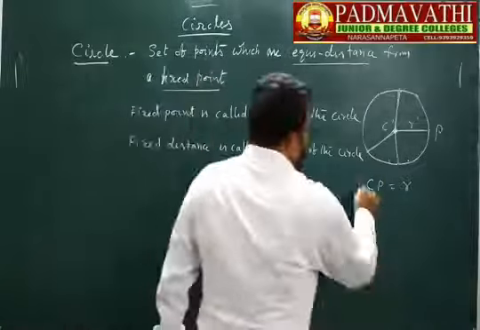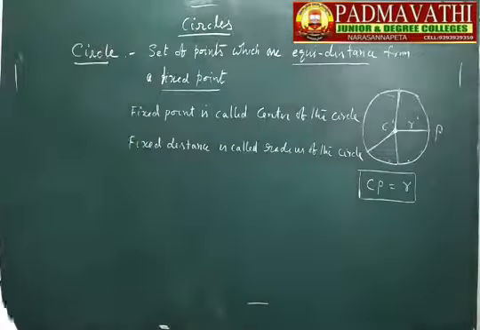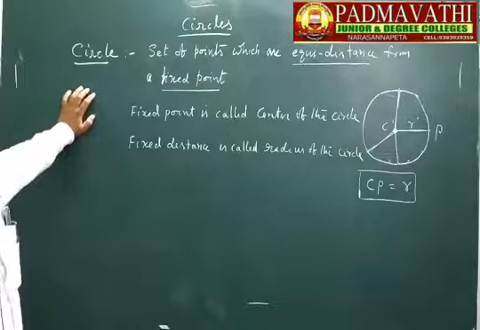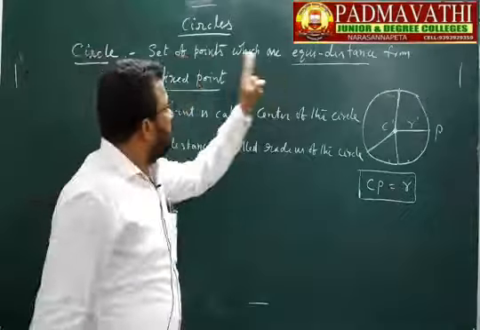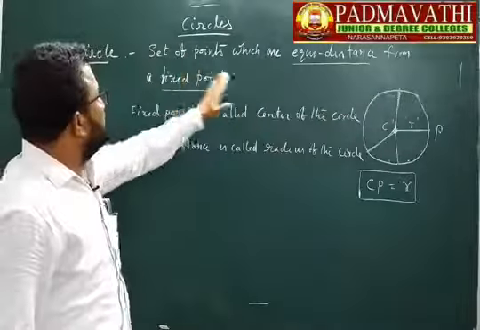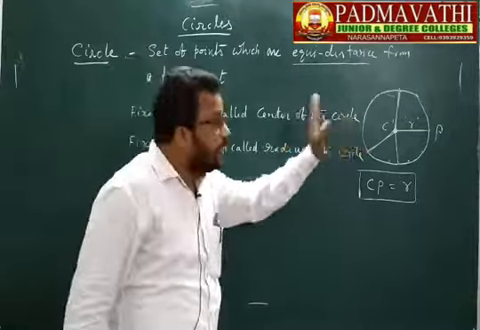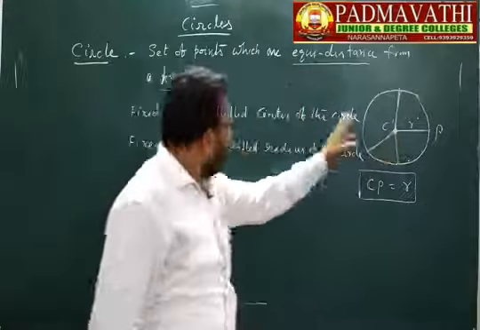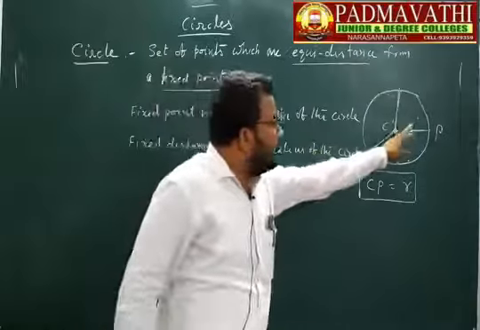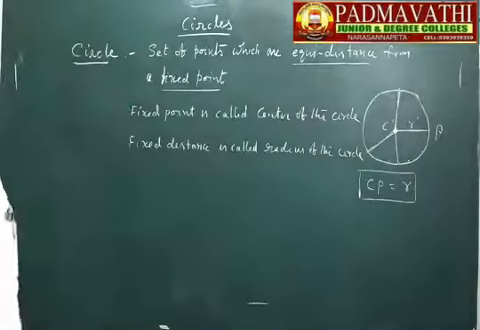This is the mathematical definition of the circle. CP is equal to r. What is meant by a circle? A set of points in the same plane which are equidistant from the fixed point. The fixed point is called center of the circle, denoted as C, and the fixed distance is called radius of the circle, denoted by r. This is the definition of the circle.